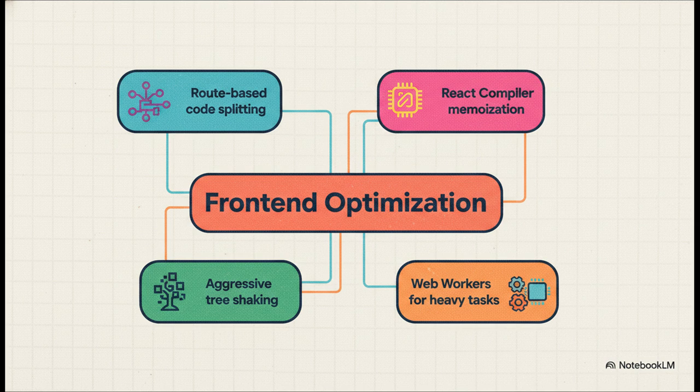Second, start utilizing tools like the React compiler for automatic memoization to stop those expensive, unnecessary component re-renders. Third, apply aggressive tree shaking at build time to mercilessly eliminate dead code. And finally, if you've got really heavy CPU computations going on, offload them. Move them off the main thread and into background web workers. Your UI simply must remain instantly responsive.